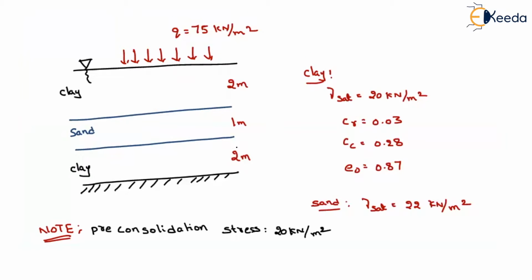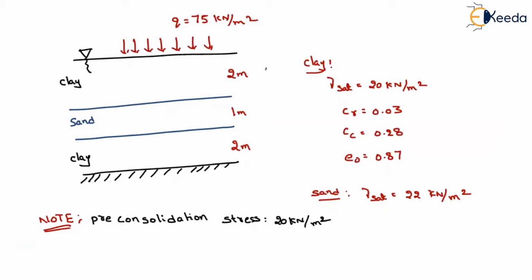Now, let me explain the question. There is a soil structure, and the external stress applied is 75 kilonewton per meter square. The properties of clay and sand are given. It is also mentioned that the pre-consolidation stress is 20 kilonewton per meter square. Pre-consolidation means that before the application of this 75, a stress was already applied on this structure and then removed. Now let us see how to incorporate that effect.